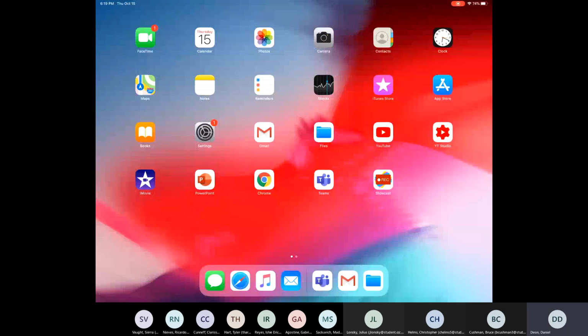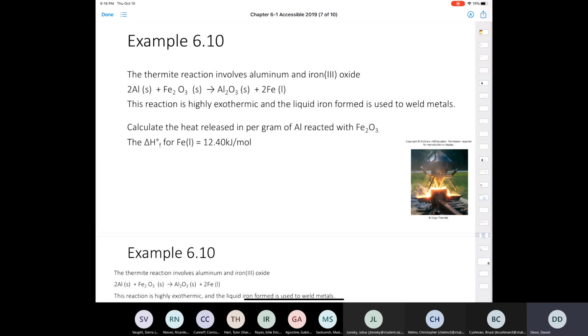Question 6.10 says the thermite reaction involves aluminum and iron(III) oxide. The reaction is highly exothermic and the liquid iron is used to weld metals. Calculate the heat released per gram of aluminum reacted with iron(III) oxide. It gives us the heat of formation for iron, which is a liquid, because of course the heat of formation for iron when it's a solid is 0.